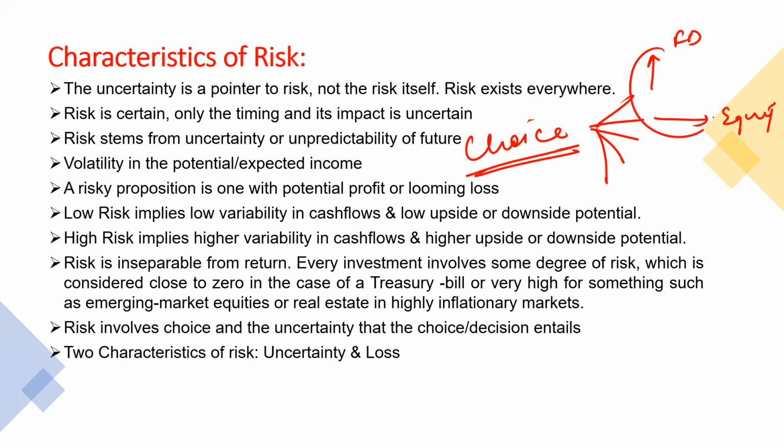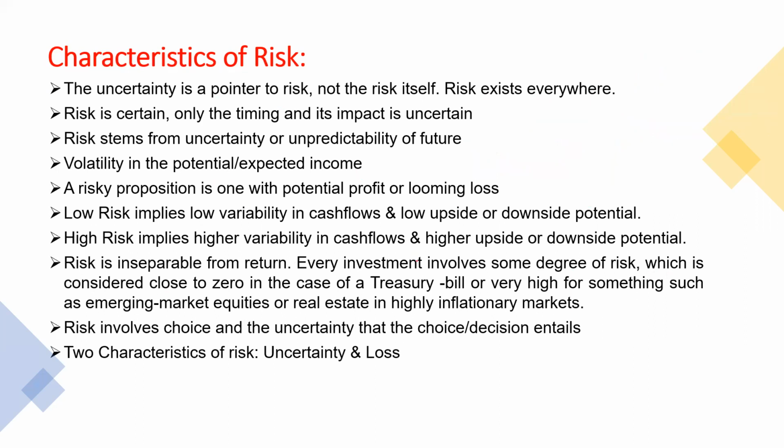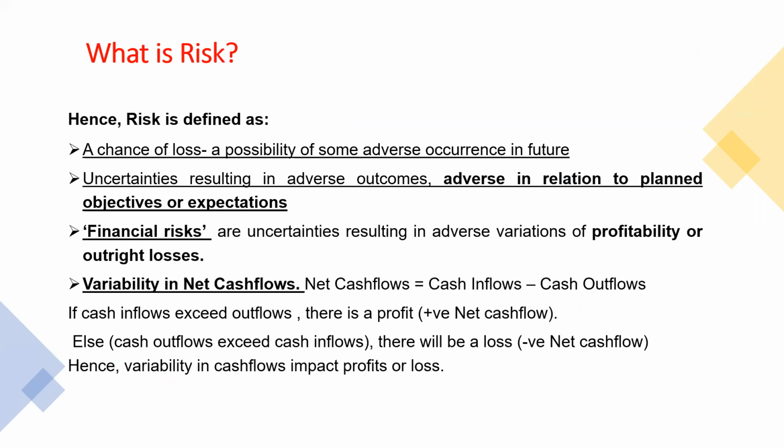Because the risk involves a choice, there is a risk attached to the decision that you take. It can be high risk, it can be low risk, and there is an uncertainty attached to it. So basically, two characteristics of risk are uncertainty and loss. If I need to define what risk is, risk is nothing but a chance or a possibility of any adverse occurrence in the future, adverse in relation to your planned objectives or expectations.